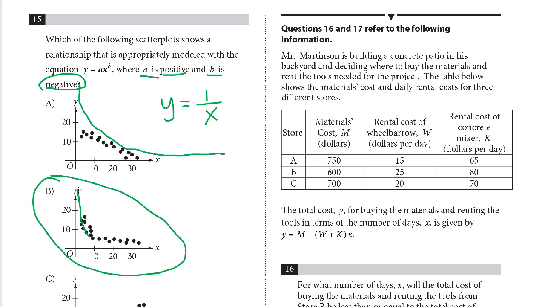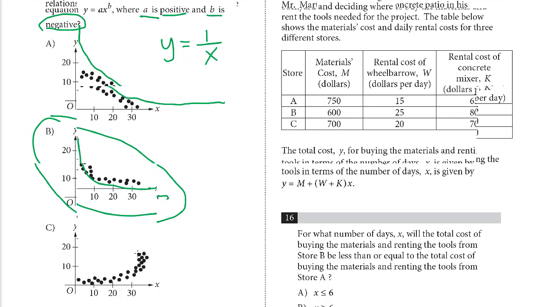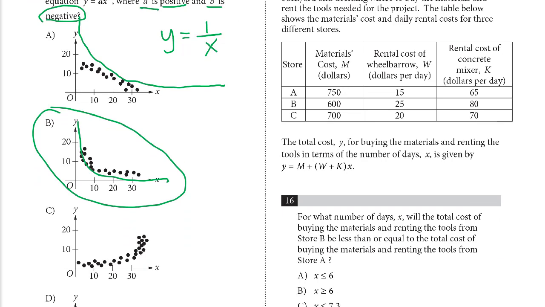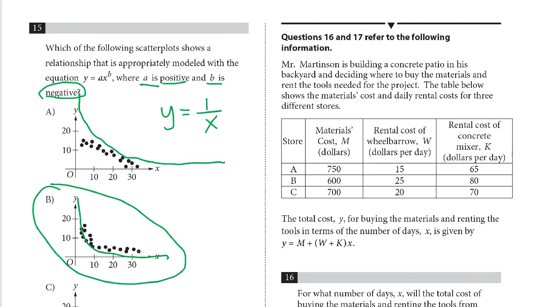That's the one that looks like it has this sort of decaying nature to it. C is positive slope, D shows no indication of a relationship at all, and A looks linear with a negative slope. No, the correct answer is B for 15.